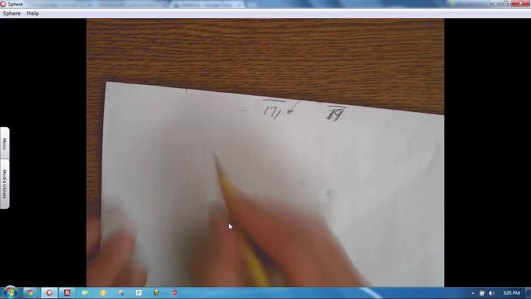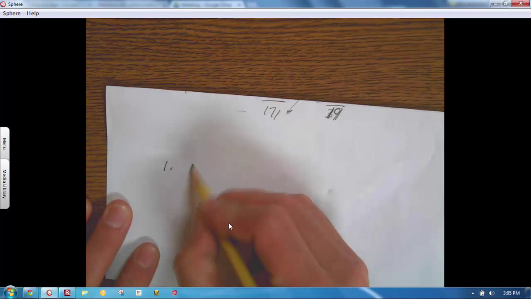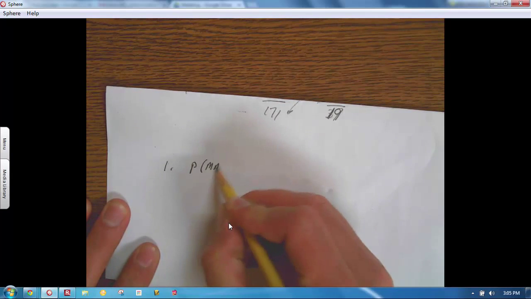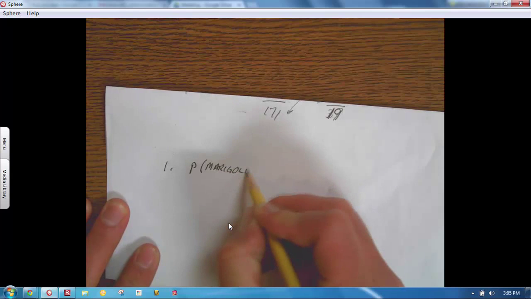Okay guys, we're going to take a look at some more probability problems from your homework. Your homework was starting on page 609. So let's take a look at number 1 here. Number 1 says to find the probability of a marigold seed.